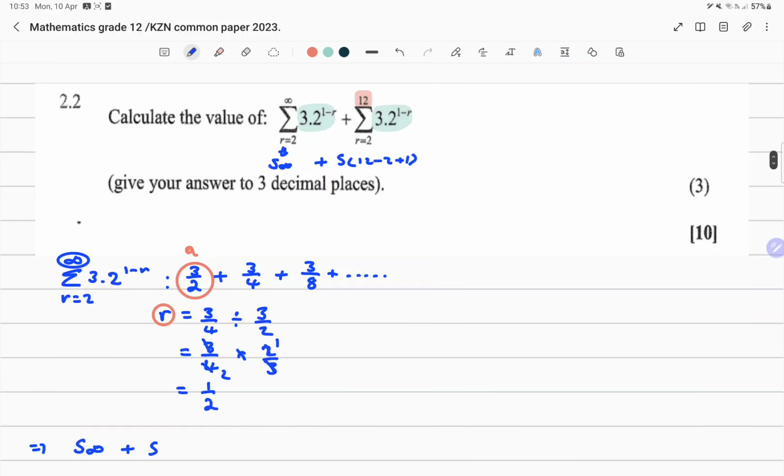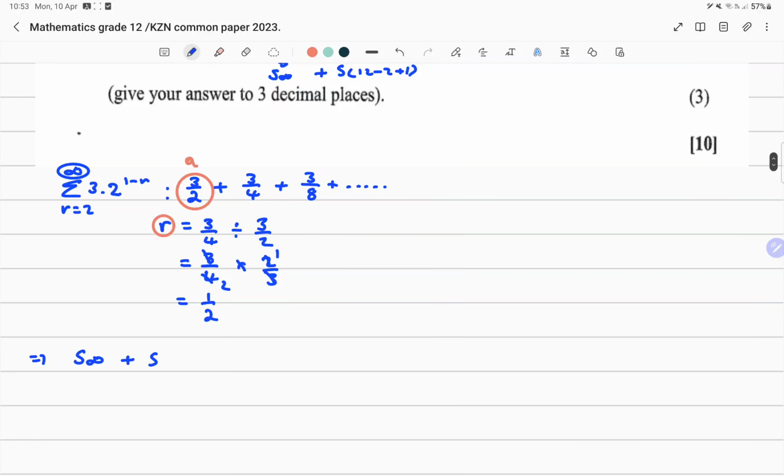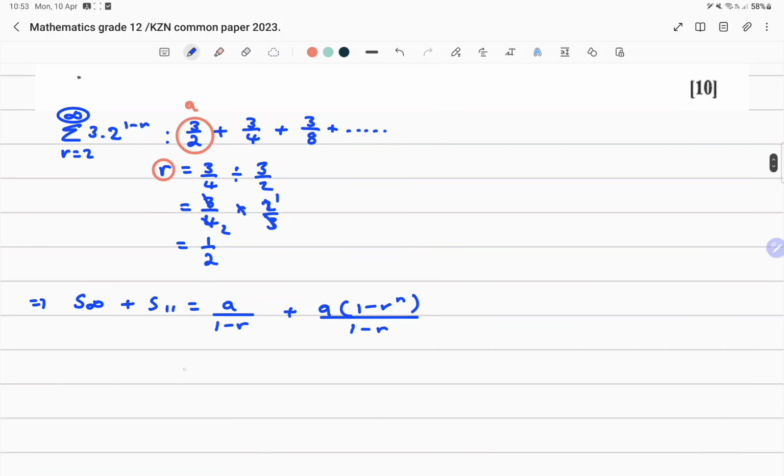the sum of these 11 terms right there, so this is S11, must be equal to, what is sum to infinity, a over 1 minus r, that's the formula, plus S11 is basically going to be a into r. Oh, by the way, our r is less than 1, so we use this formula, 1 minus r to the exponent n over 1 minus r. Okay, now we can substitute nicely.